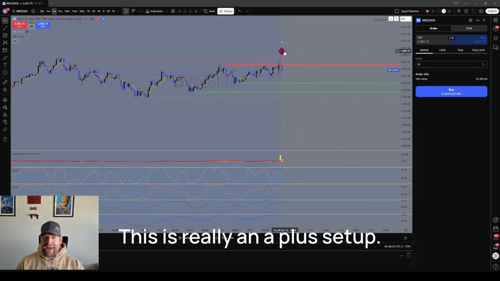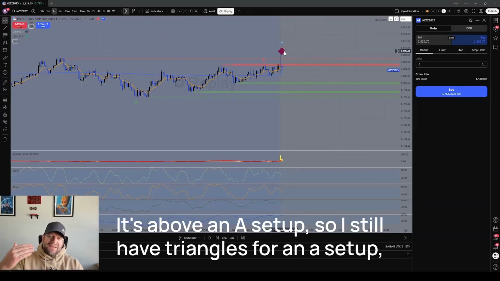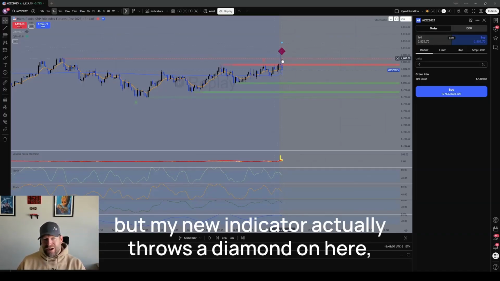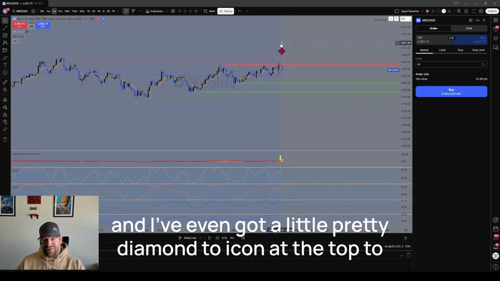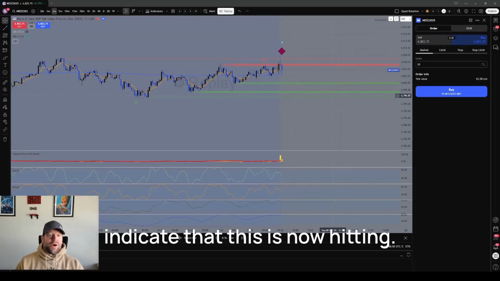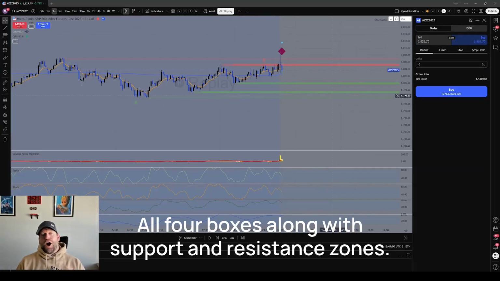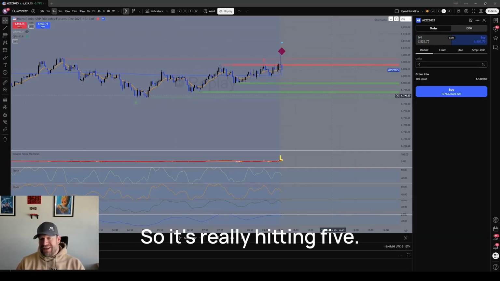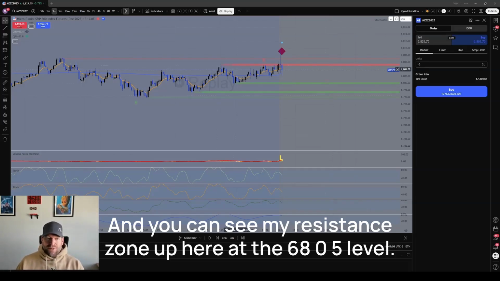This is really an A plus setup. It's above an A setup. So I still have triangles for an A setup, but my new indicator actually throws a diamond on here. And I've even got a little pretty diamond icon at the top to indicate that this is now hitting all four boxes along with support and resistance zones. So it's really hitting 5. And you can see my resistance zone up here at the 6805 level.